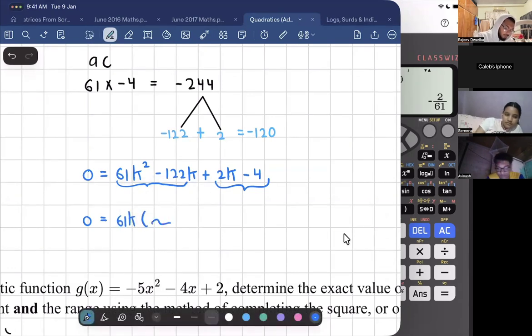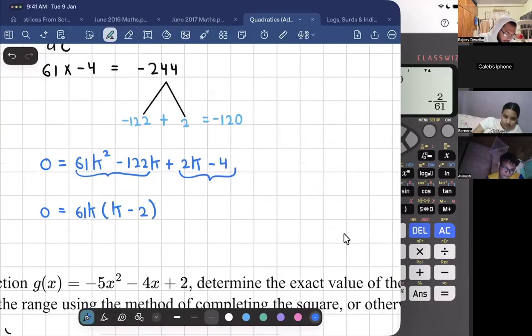So what would I put here? What would I have to multiply by 61k to get back 61k squared? k. And what would I have to multiply by 61k to get back -122k? 2. Plus 2 or -2? I want to get back -122, so it's negative 2. Everybody okay with that? Cool.